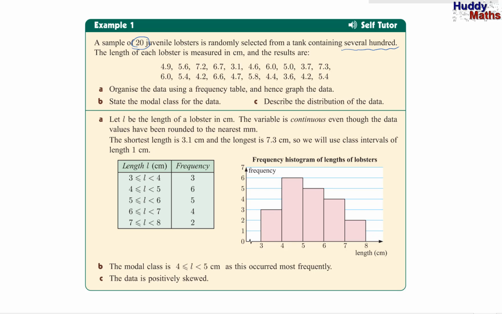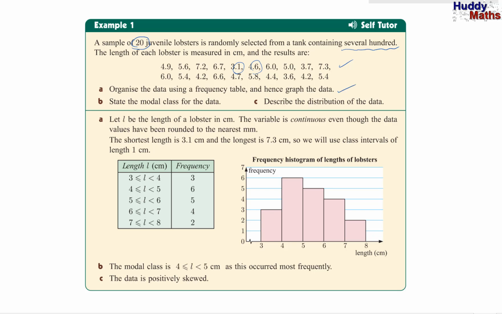And each lobster is measured in centimetres, and the results are those. So you can see there's lots of different decimal points here. It is continuous data. Now organise the data using a frequency table and hence graph it.